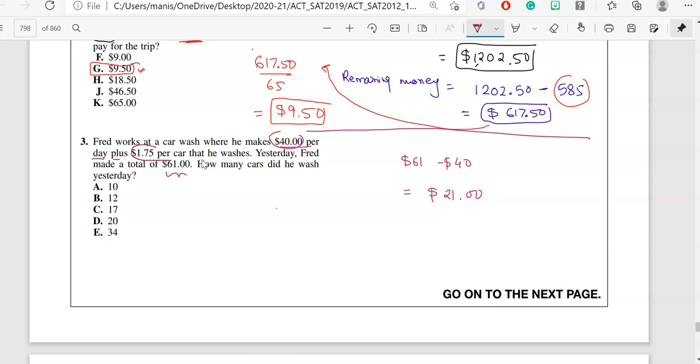He charges $1.75 per car. So the number of cars washed will be equal to 21 divided by 1.75. When I divide 21 by 1.75, I end up with 12. So this means he washed 12 cars yesterday. Answer choice B is the correct answer for this question.